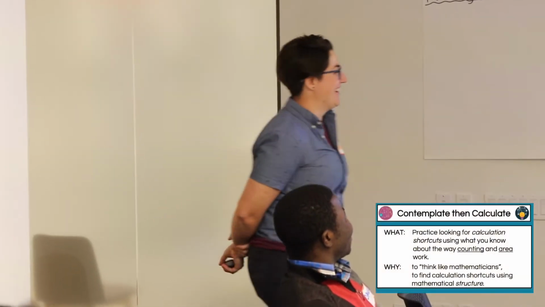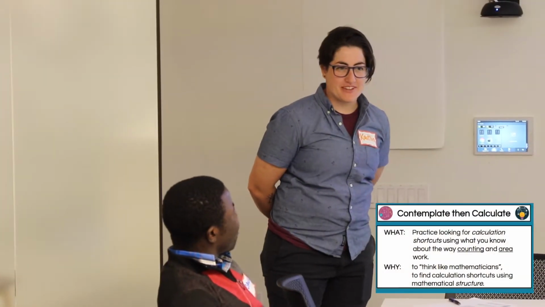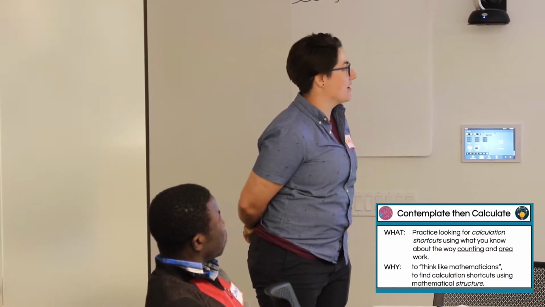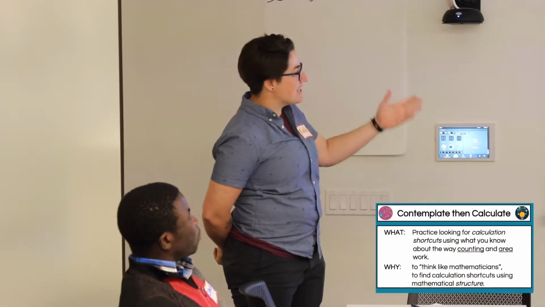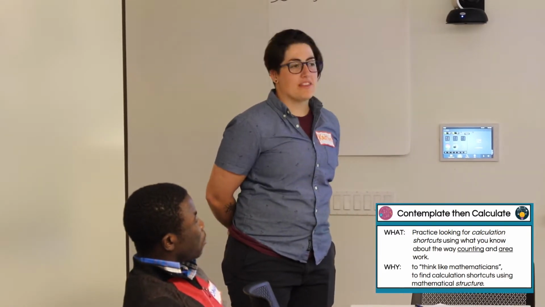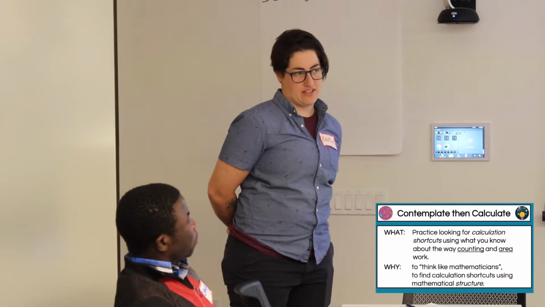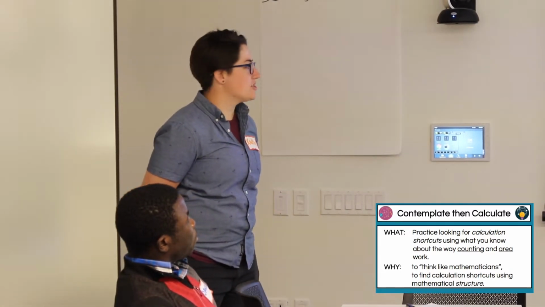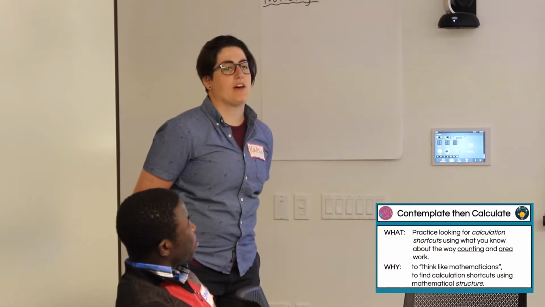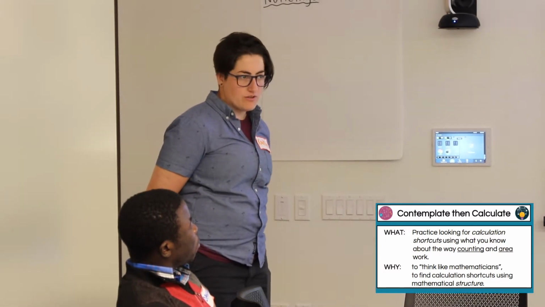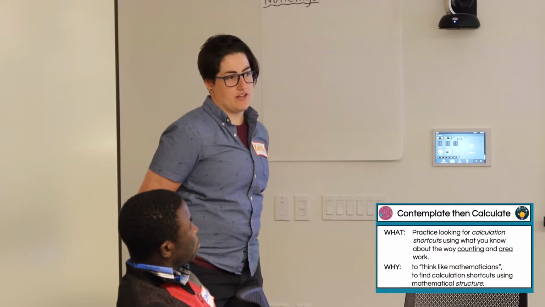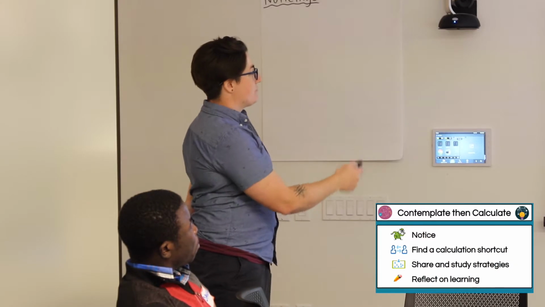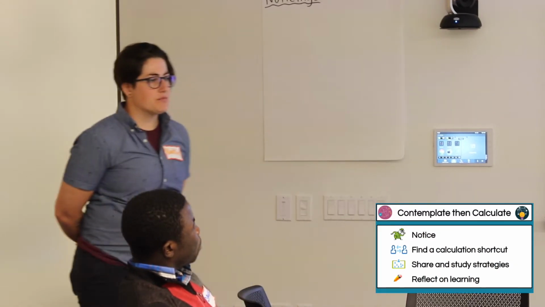Good morning. Today we're going to be doing the instructional routine, Contemplate, then Calculate. When we're doing Contemplate, then Calculate, we're going to be focusing today on looking for shortcuts with counting and area, how those things kind of connect. The reason we're doing that, we want to think like mathematicians. We really want to focus on the mathematical structure that you can use to build your shortcut, to make your thinking efficient. Okay, so we've got 4 major steps.